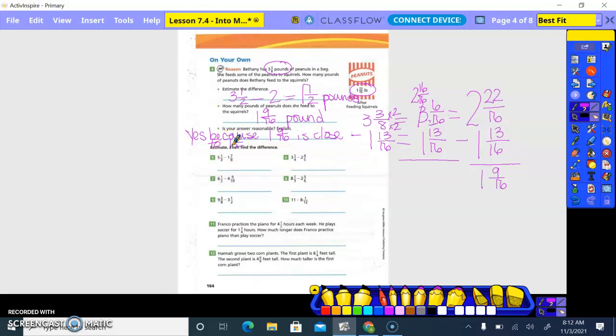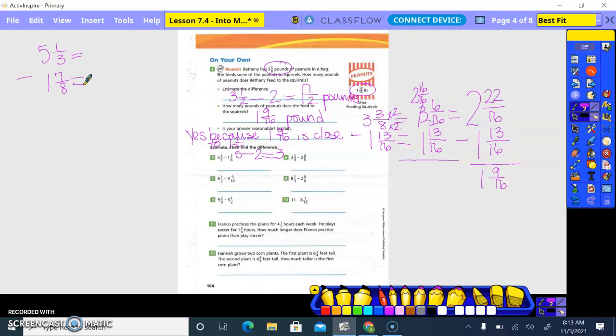Find the difference. So 5 and 1/3 we'd estimate to what? 5. So 5 minus, and then 1 and 7/8 we'd estimate to 2. So that equals. Okay, so our estimate is 3, right? Okay, so 5 and 1/3 minus 1 and 7/8. What's our common denominator? 24?